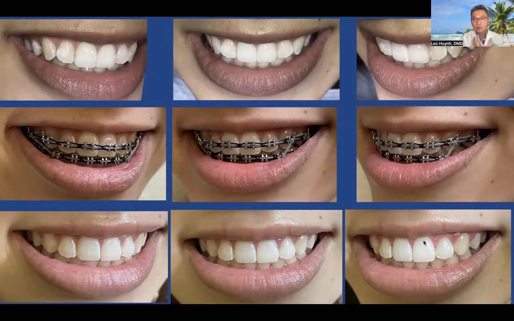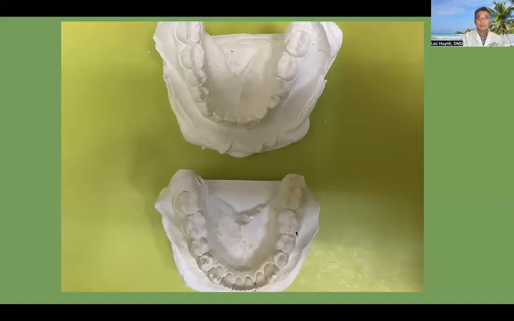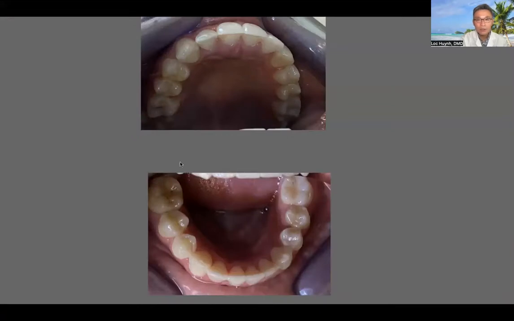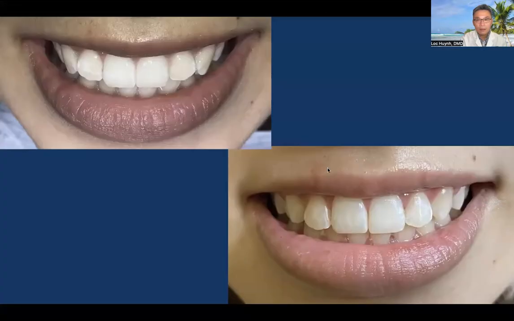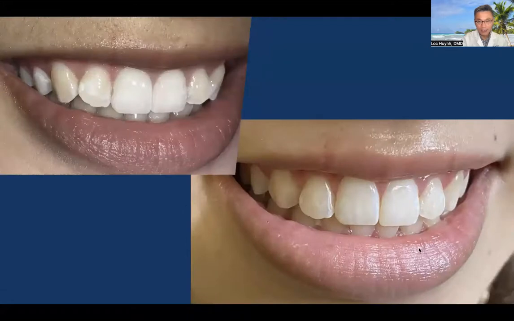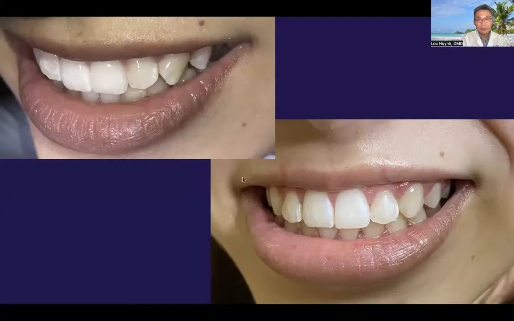It's beautiful when you put brackets on and you correct it. So this is the minor case before and this is after. I didn't have a good model to show you, but look at the occlusion, everything is straight now. Before and after. There's a great improvement in the expression of the confidence of the smile versus the sort of shy smile she had before, but this is after. So this is before and this is after.